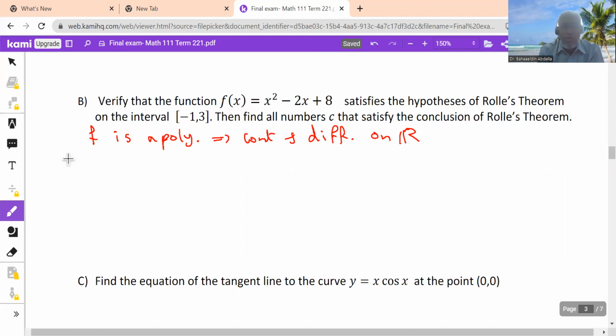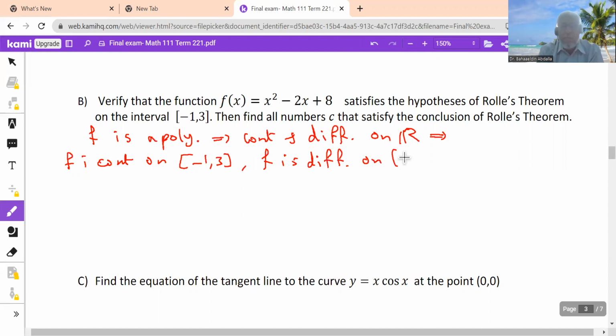What are the conditions? Well, we get from here that f is continuous on the closed interval [a, b], which is [-1, 3] in this question. And f is differentiable, meaning the derivative exists on the open interval (-1, 3), and you can find the derivative. We will find it now. And the final condition, check that f of -1 equals f of 3.